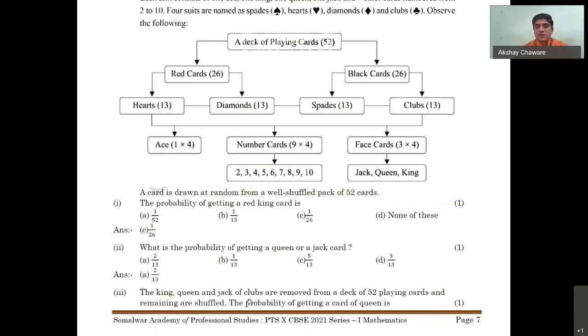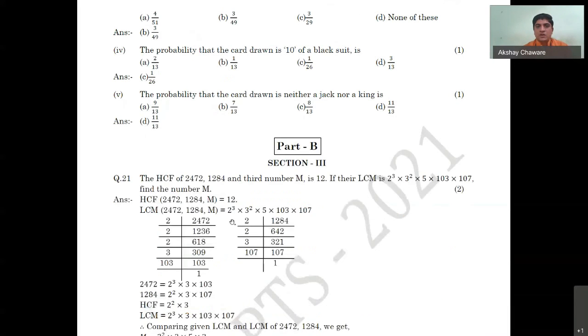Now the king, queen and jack of clubs are removed from the deck of 52 playing cards and the remaining are shuffled. So 3 cards are removed. Now the total cards are 49. Probability of getting a queen: 1 queen is removed, so only 3 queens are there. So directly the answer is 3 by 49.